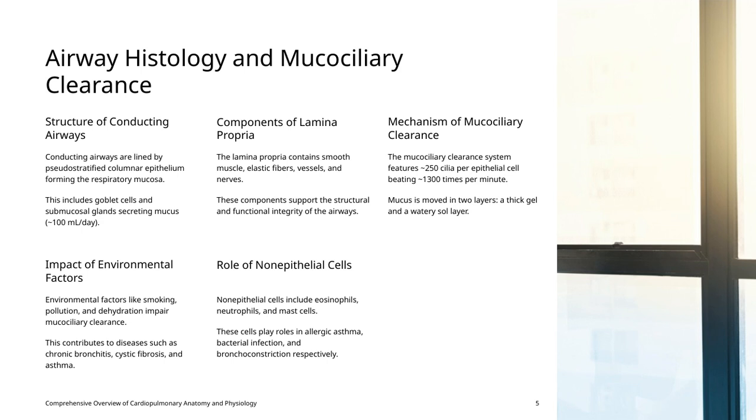Lastly, the conducting airways are lined by a pseudostratified columnar epithelium, which forms the respiratory mucosa. This lining includes goblet cells that produce mucus and submucosal glands, secreting about 100 milliliters of mucus daily. This mucus traps particles and pathogens, working hand in hand with the cilia to keep our airways clear and healthy.